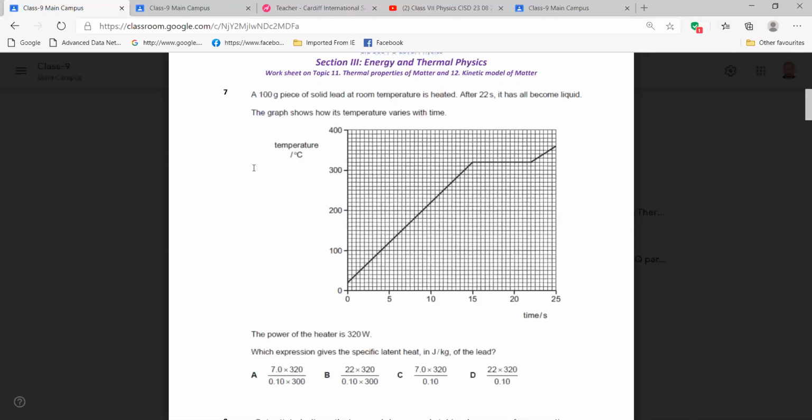Okay, so think of it. They gave you power, right? And they gave you time. So from power and time, you can find the energy, right?